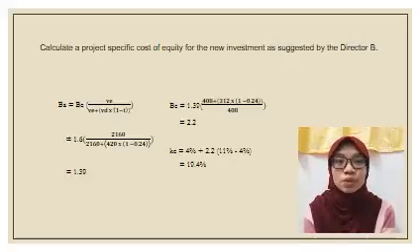After we find the new equity beta, we need to calculate the required rate of return. The formula we use is KE equals RF plus BE times (RM minus RF). It means 4% plus 2.2 times (11% minus 4%). So, we will get 19.4%. It means the project-specific cost of equity for the new investment as suggested by Director B is 19.4%. Thank you.